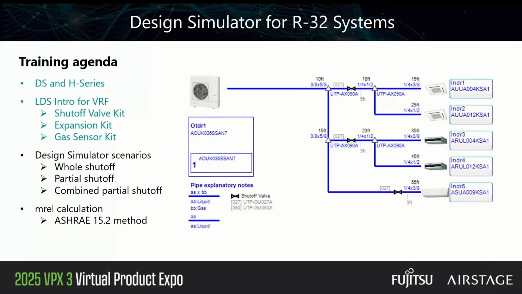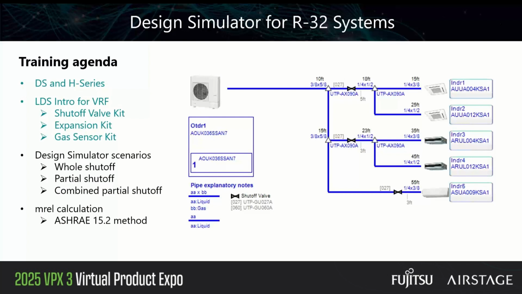So what are we going to be talking about today? Well, Design Simulator and H series. We'll jump into LDS, what that means, our different kit accessories. We'll get into some Design Simulator scenarios. So we'll explain how those are assembled and arranged through Design Simulator. And then we will talk about how to use the information for an MREL calculation. So we will discuss what all of those details mean.